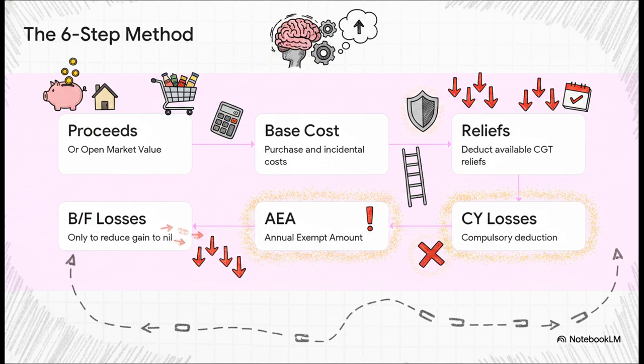Step 5, deduct the annual exempt amount. And finally, Step 6, deduct brought forward losses. But remember, for Step 6, this is discretionary. You only use what's needed to bring the gain down to nil.